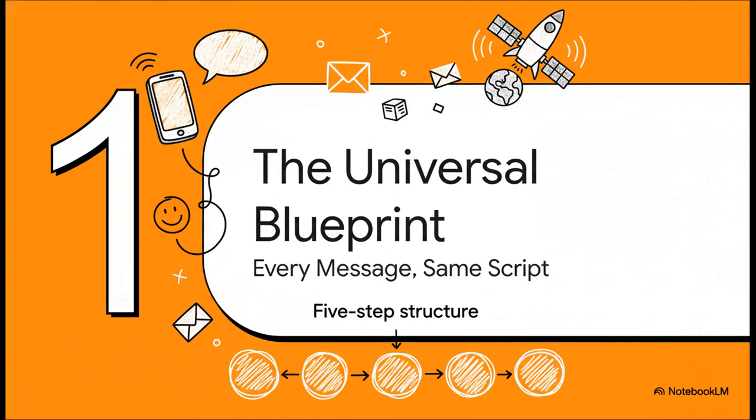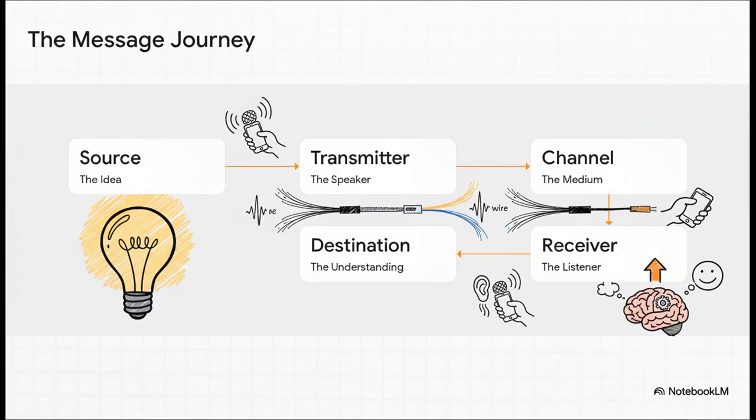And this, right here, is the big secret. It seriously doesn't matter if you're sending a text or if NASA's getting data from Mars. Every single communication, no matter how big or small, follows the exact same 5-step script. It's kind of like the universal language of connection. So, let's trace that journey step by step.